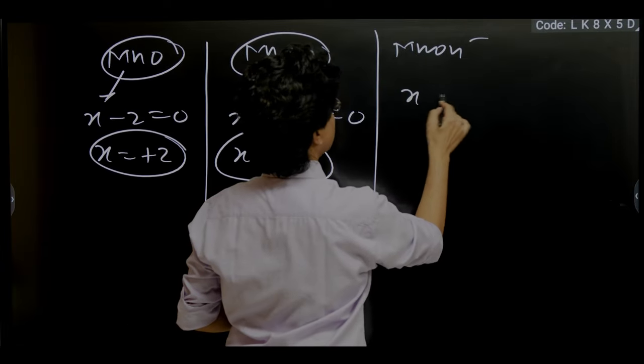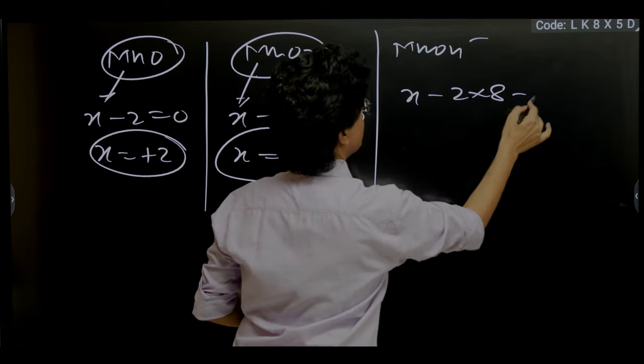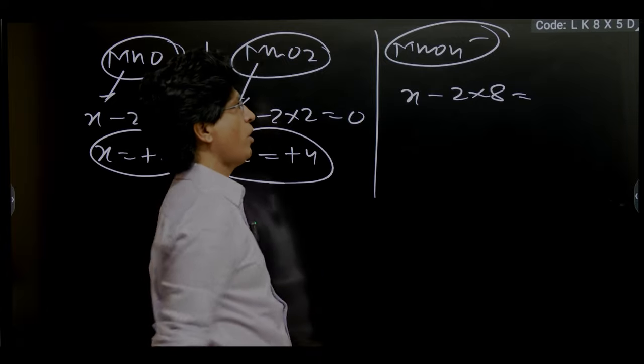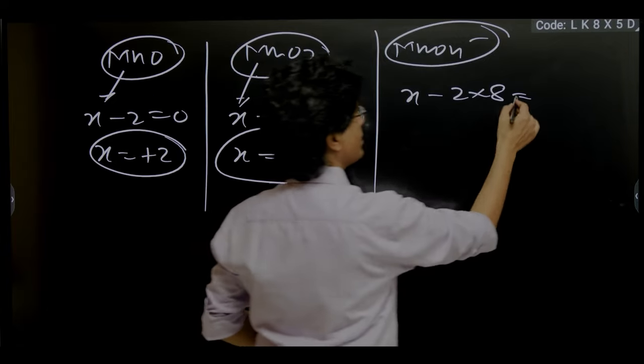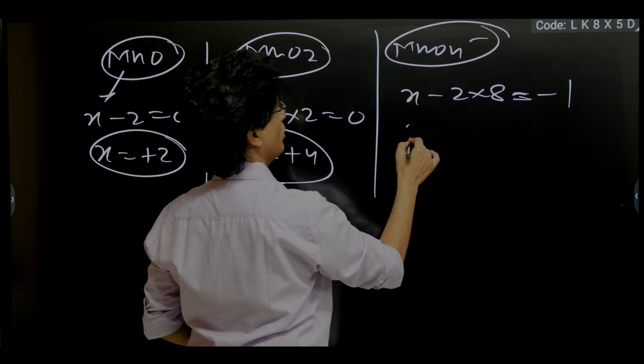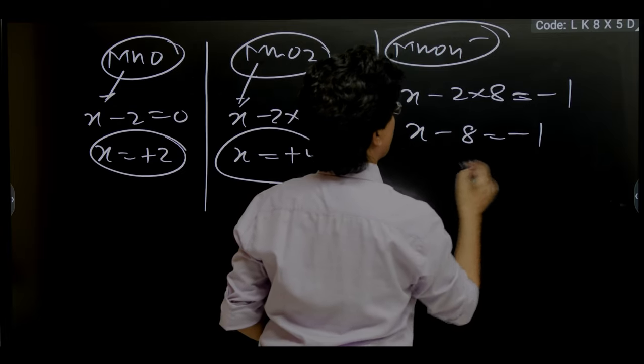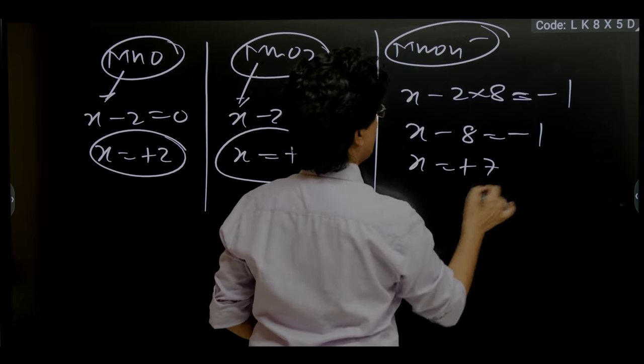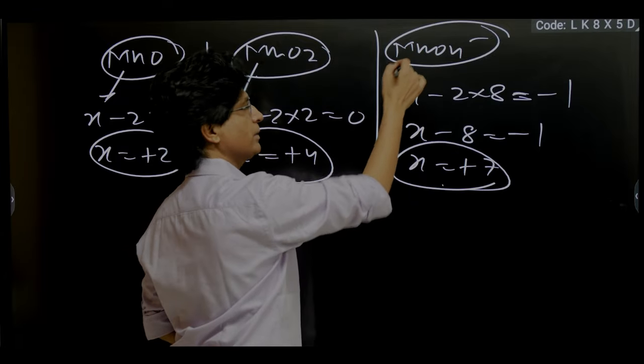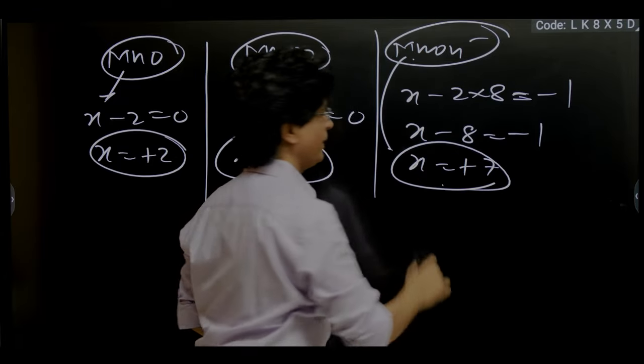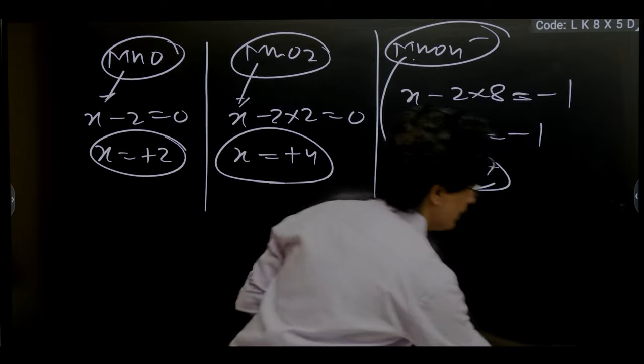Come over here. X minus 2 into 8. This is the charged molecule, and the sum of the oxidation states should be equal to what? The charge on it. How much charge? Minus 1. So X minus 8 will be equal to minus 1. X will be equal to what? Plus 7. So in this ion, Mn has oxidation number of plus 7. Let's quickly do some more questions.